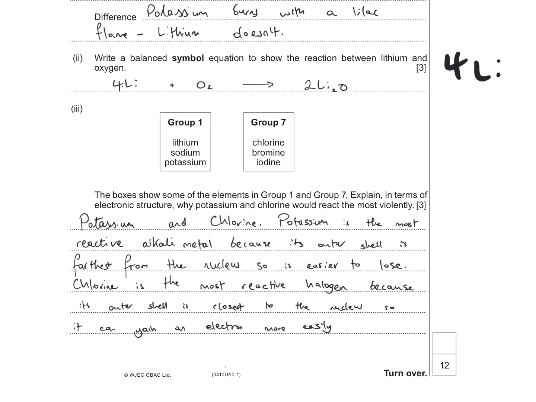The boxes below show some of the elements in group 1 and group 7. Explain in terms of electronic structure why potassium and chlorine would react most violently. We have got to remember that group 1 becomes more reactive as you go down, and group 7 becomes more reactive as you go up. So the two most reactive in those boxes are potassium and chlorine. So I get 1 mark for remembering that. I then say that potassium is the most reactive alkali metal because its outer shell is furthest from the nucleus, so it's easier to lose. Chlorine is the most reactive halogen because its outer shell is closest to the nucleus, so it can gain an electron more easily.